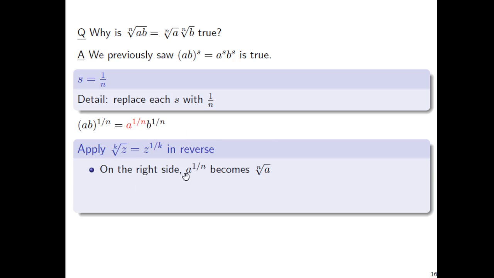So on the right side, this a to the 1 over nth power is going to become nth root of a. Also on the right side, b to the 1 over nth power. So now look, b is going to take the place of z. And n, that's what we plug in for the k. And then we'll see that b to the 1 over nth power, due to this new formula, is going to become nth root of b.